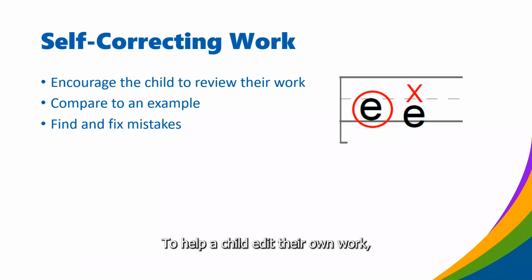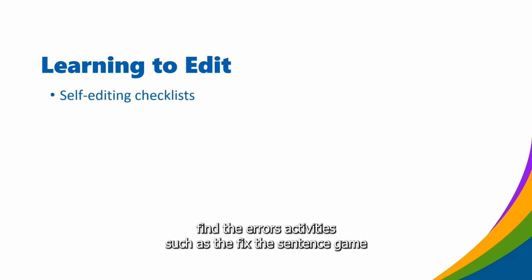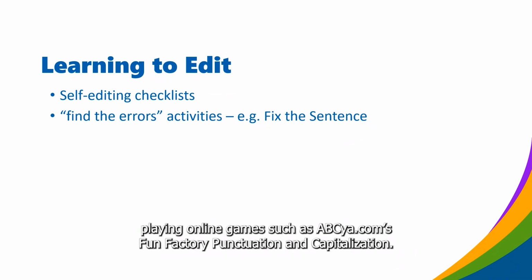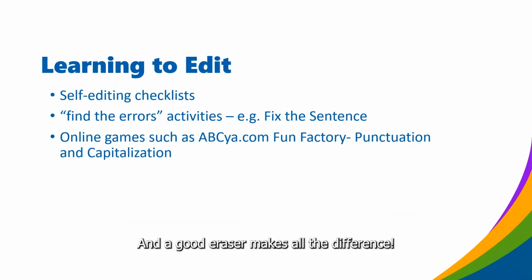To help a child edit their own work, you can try using self-editing checklists, playing Find the Errors activities such as the Fix the Sentence game, playing online games such as abcya.com's Fun Factory Punctuation and Capitalization, and a good eraser makes all the difference.